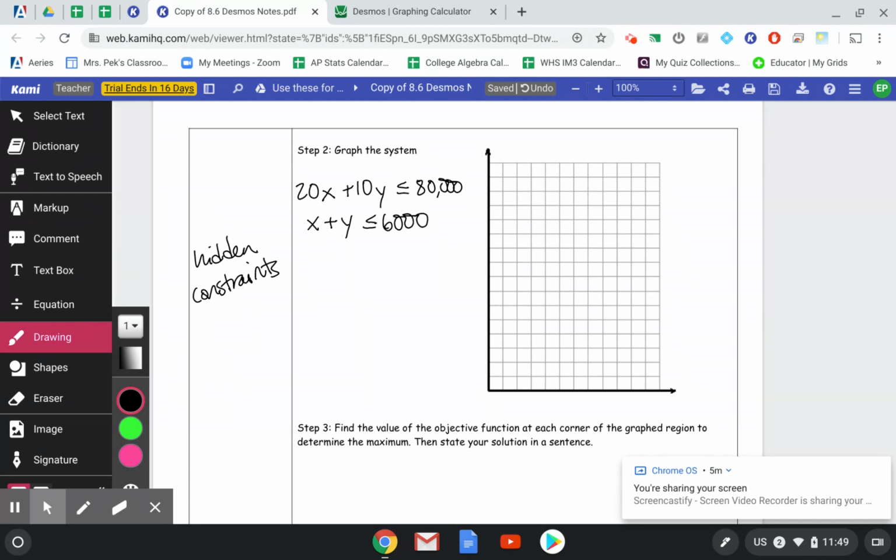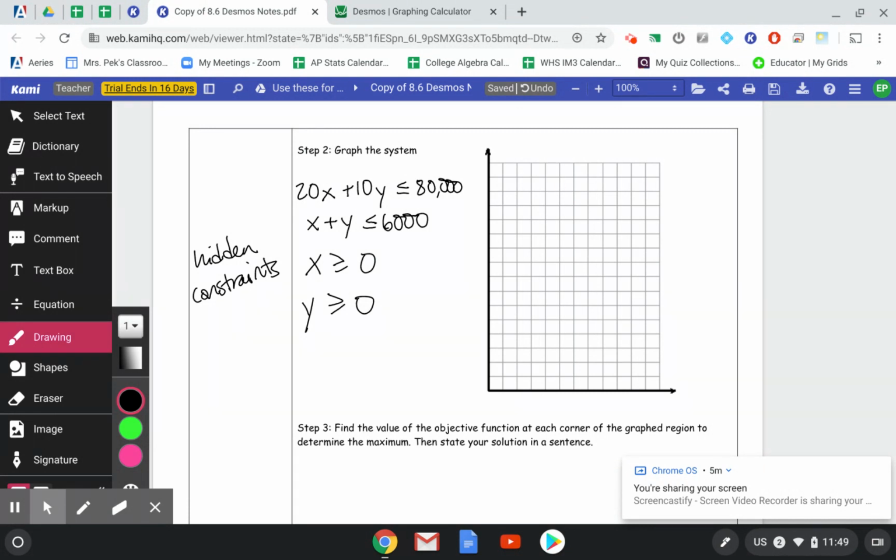But what about how small can the X and Y get? Well, I can't send negative bottles of water and I can't send negative medical kits. So I also need these two hidden constraints because we can't send negative things. We can send 0, but we can't send negative. And if we forget to write those constraints, our system is actually not complete. So it's really important that we think about those.